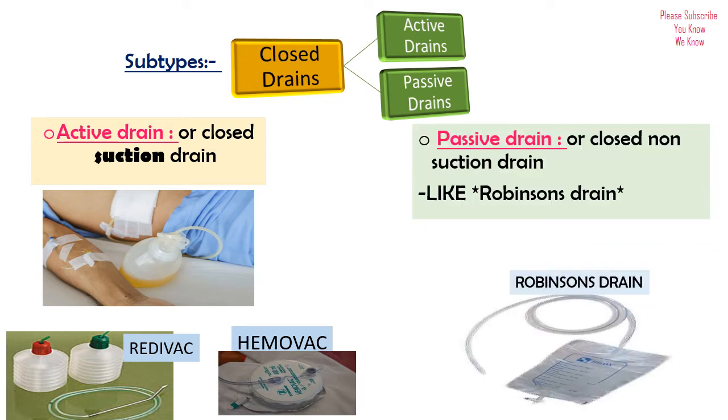Whereas the passive drains, or closed non-suction drains, work by gravity, capillary action or a combination of these. Commonly used after abdominal or pelvic surgery. An example is Robinson's drain.